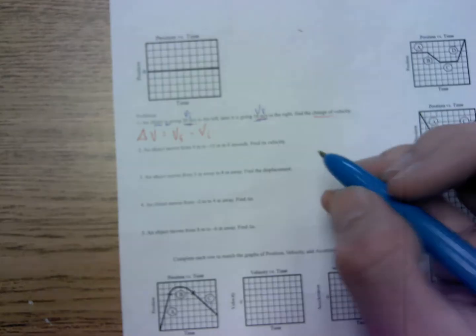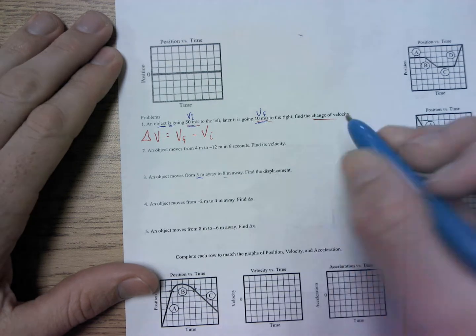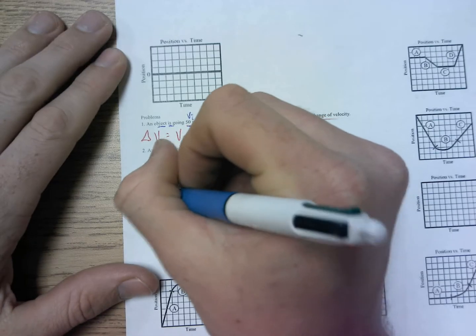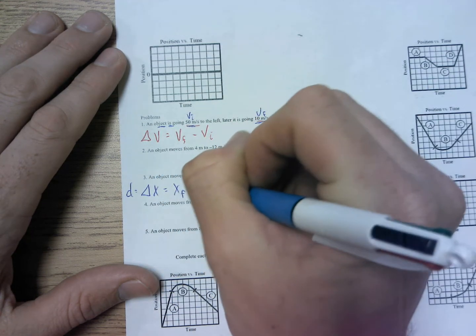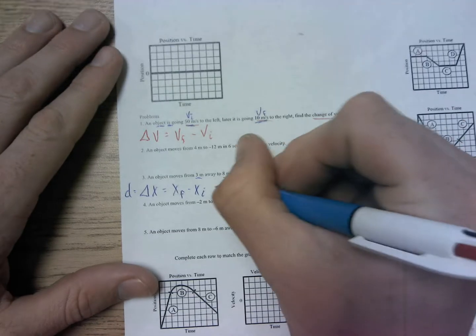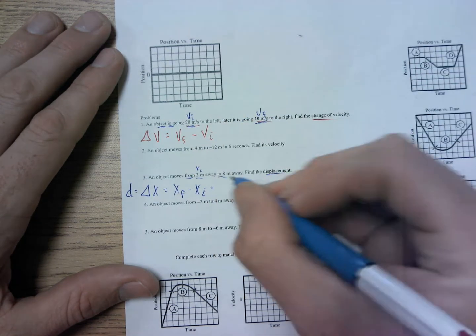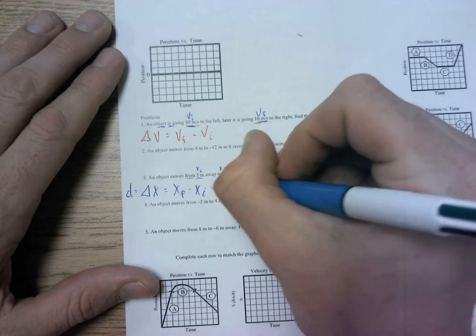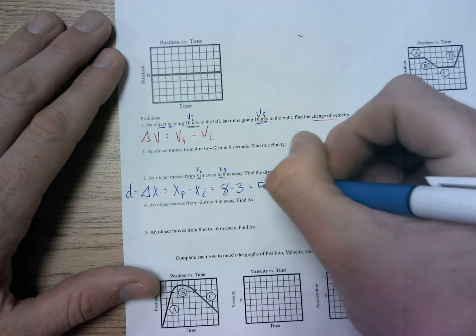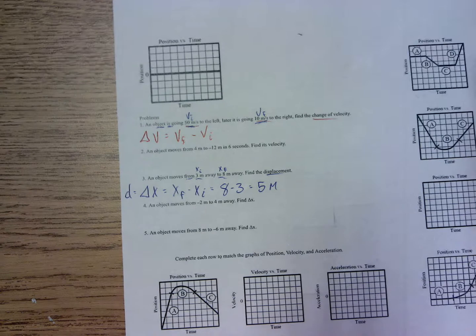Let's look at number 3, sure. Okay, an object moves 3 meters away to 8 meters away. Find the displacement. Remember, displacement is a change in x, which is x final minus x initial. It moves from 3 meters, that's x initial, to 8 meters away, that's x final. Final minus initial, that's 8 minus 3. What's 8 minus 3? 5 meters. Okay, 5 meters, that's our displacement. Moving on down.